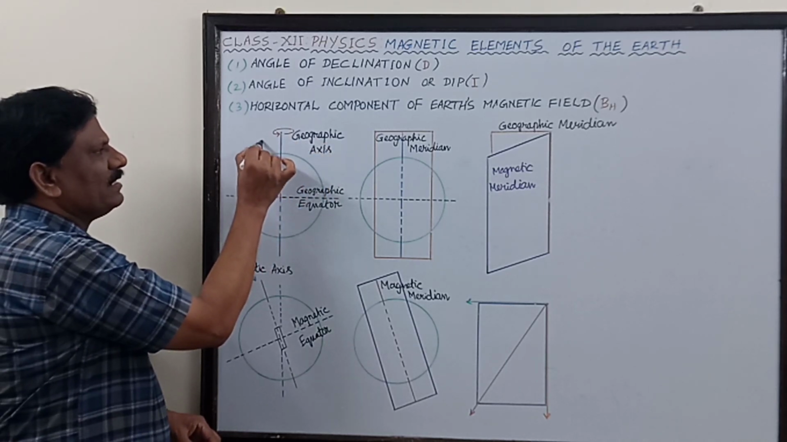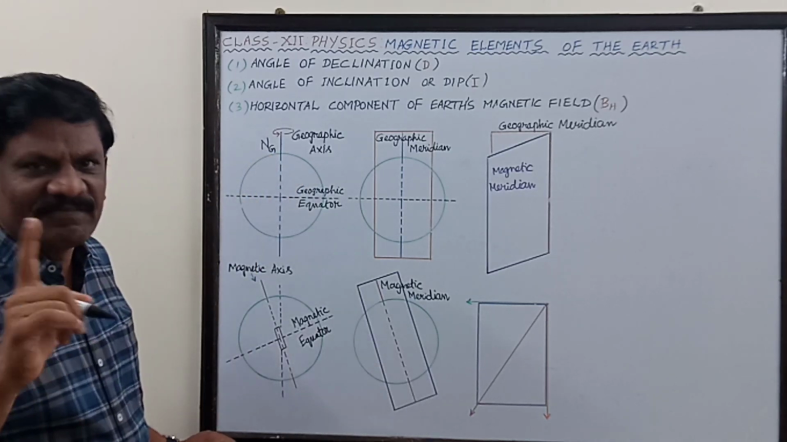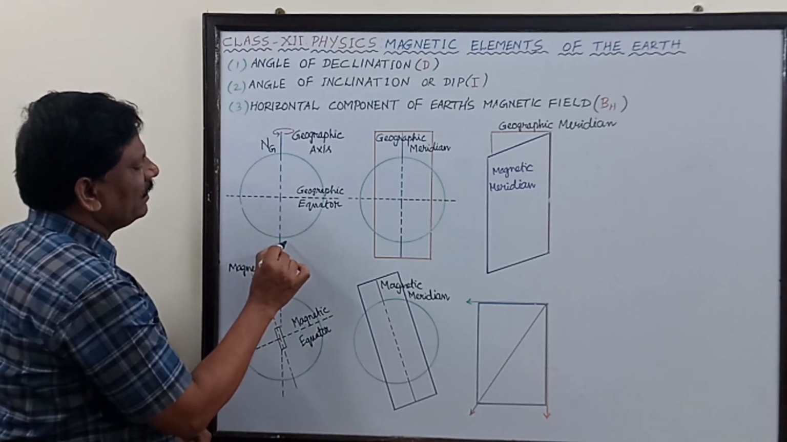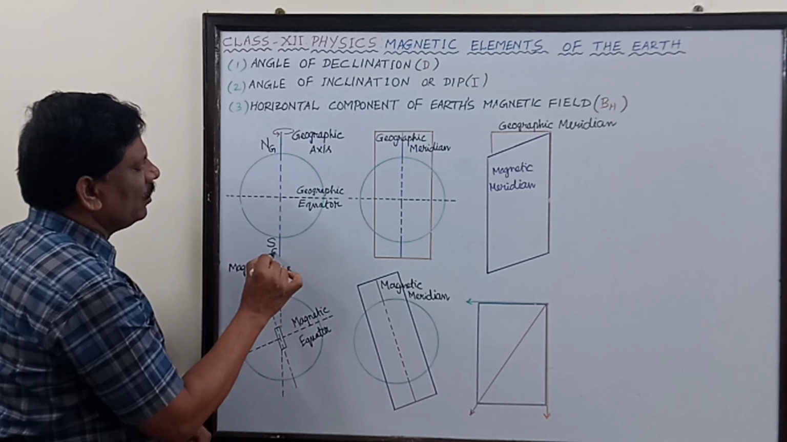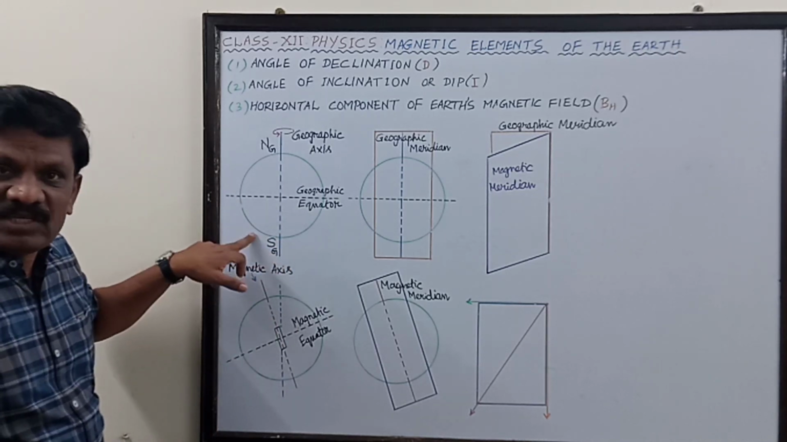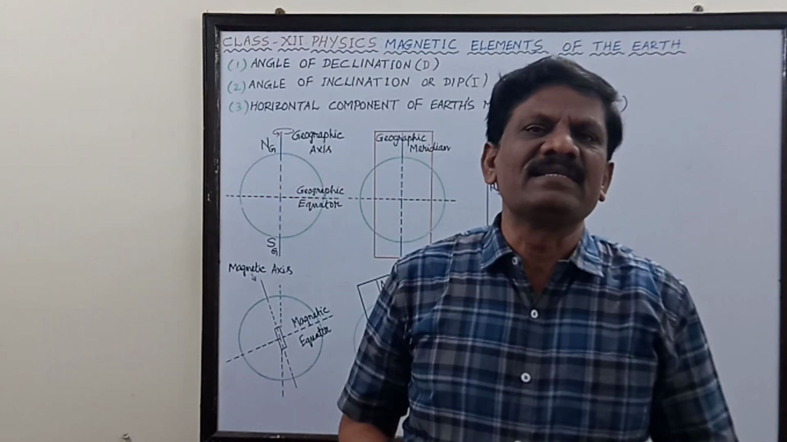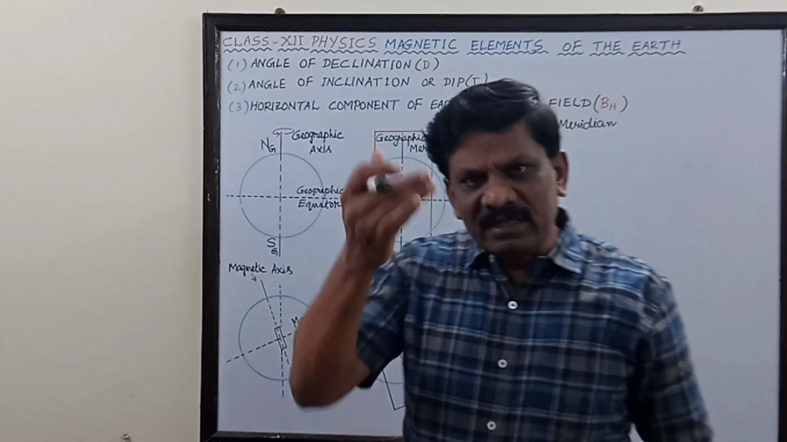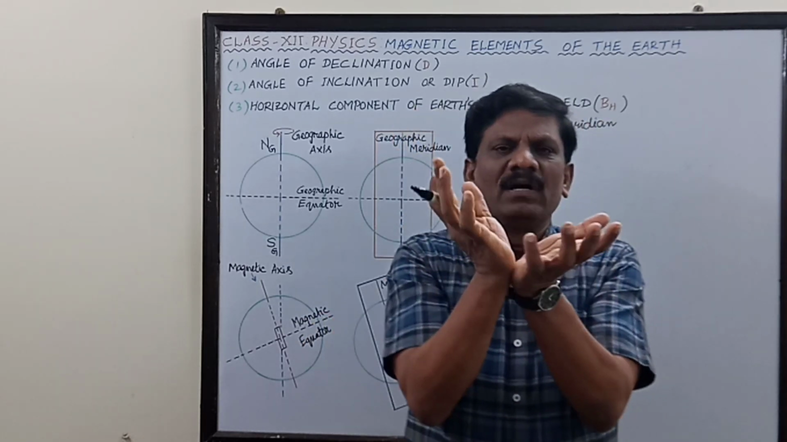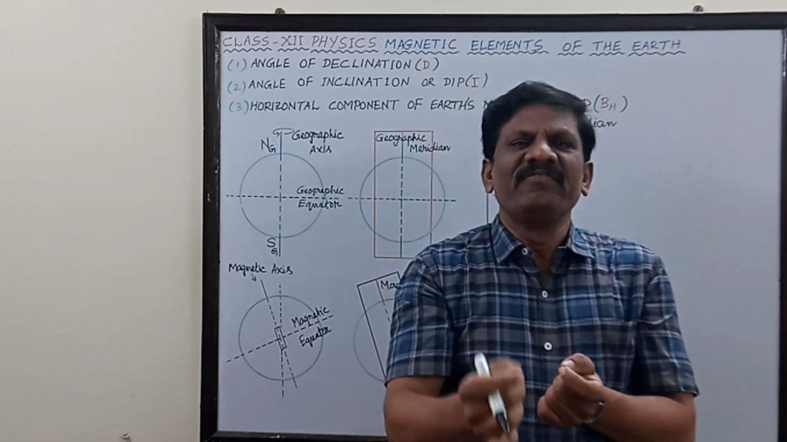Here this is called the north pole according to geography. So N suffix G I have written, that is geographic north. Similarly, this is the south pole according to geography. So this is S suffix G, meaning geographic south pole. Based on the axis of rotation, on the top is the geographic north pole, and at the bottom is the geographic south pole. Imagine a globe and a pin passing through the center, that is the geographic axis.